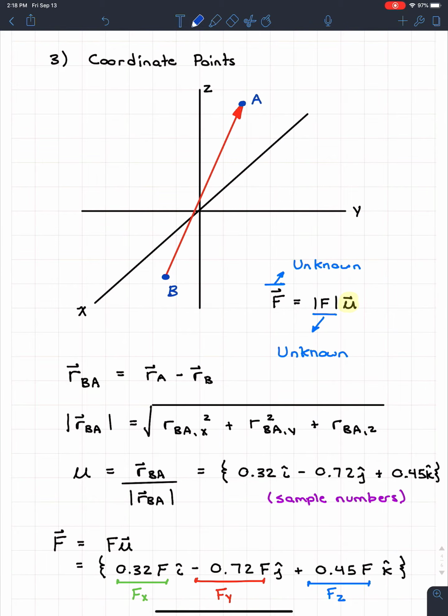And this one talks about coordinate points, so this is where it'll be at. Coordinate points, again, it's the best test in my opinion. Make sure you guys know everything. And if that's the case, what we want is our force vector in Cartesian vector notation with the magnitude as the unknown.